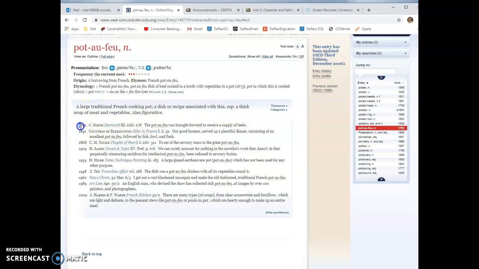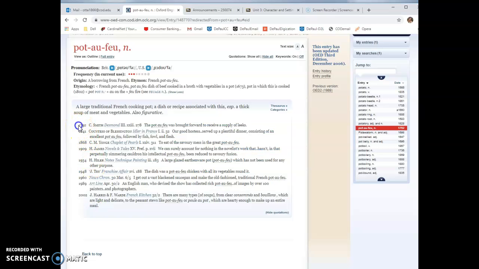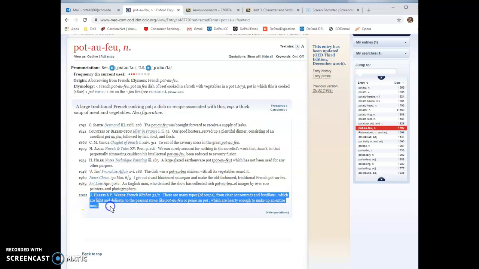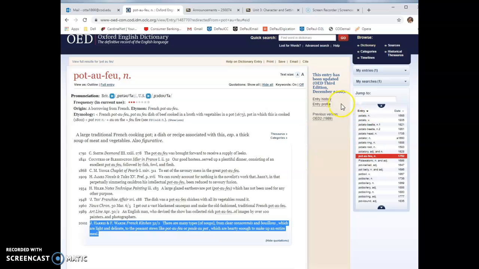What's really great is that this Oxford English Dictionary shows you the history of the use of this term, and where in literature we've seen it occurring. So here's a quote from 1792, and here's a quote of when someone uses it in 2002. So it gives you a variety of uses. And to the right, you'll notice that there are related or nearby terms as well.